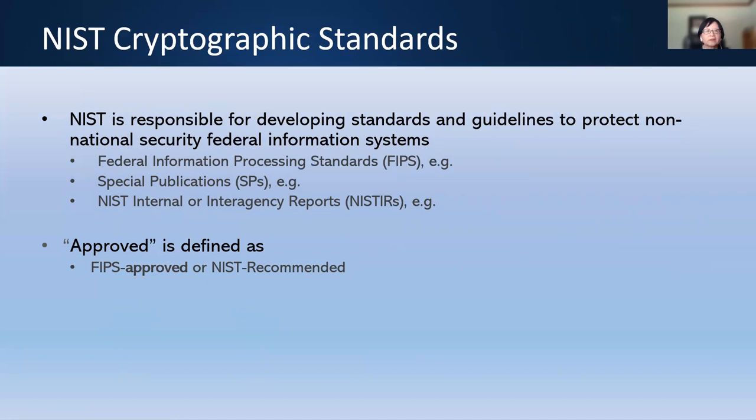You often hear a term called approved. You will ask what it means to be approved. Approved is defined as FIPS approved or NIST recommended in a Special Publication. So you will see a lot of cipher suites, for example in TLS. Some are considered NIST approved and some are not. The reason is that some are not specified in NIST cryptographic standards.